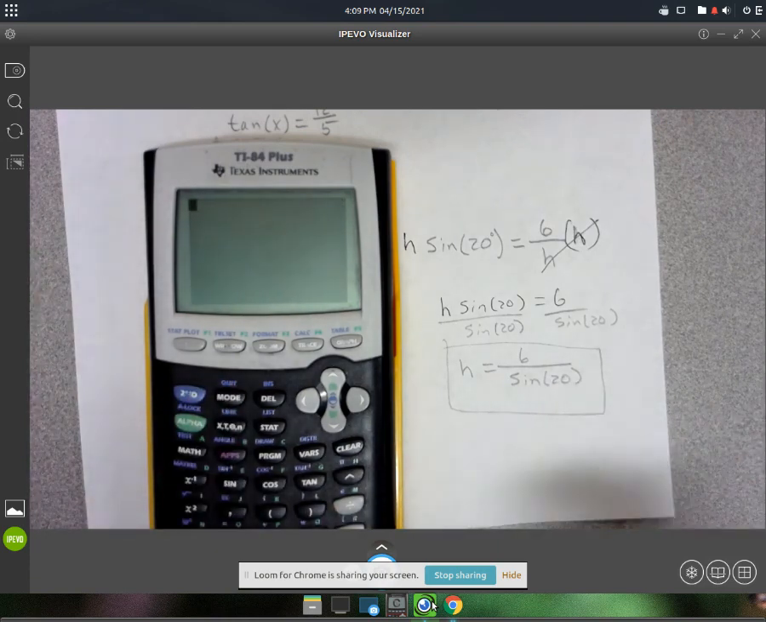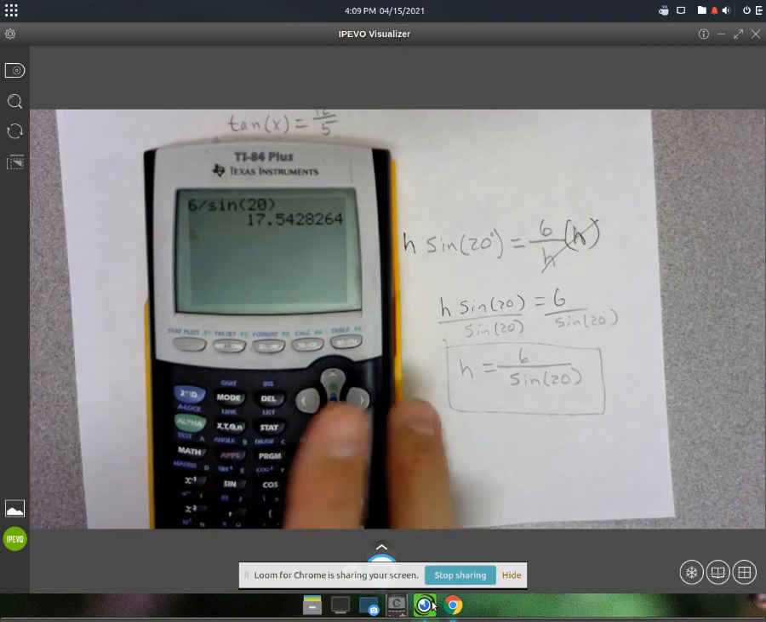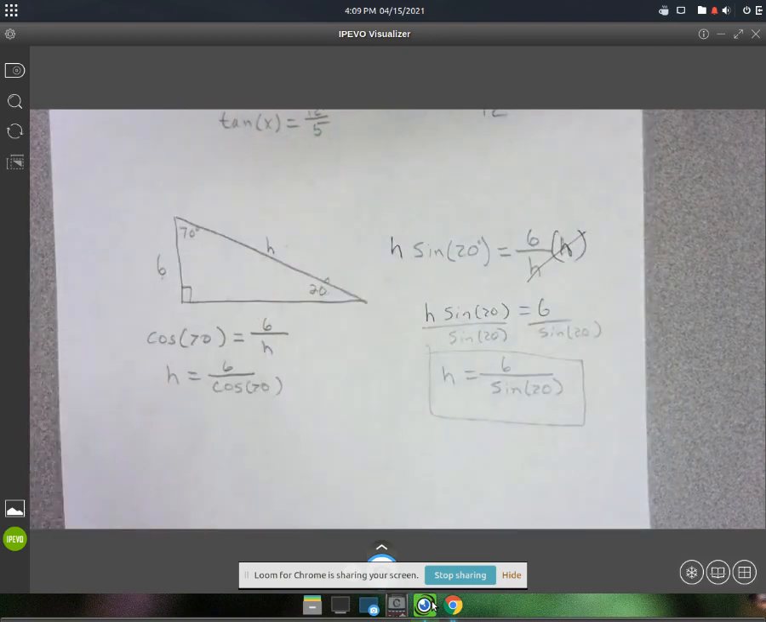Now you can literally divide it out. 6 divided by the sine of 20. It assumes that you're talking about degrees, so you don't have to put a degree symbol there. And that's going to give you 17.54. Awesome. Cool. So there's that.